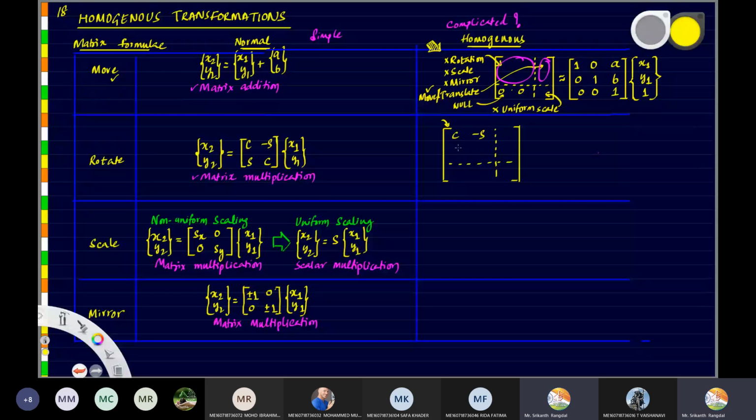So are we doing any translation? Are we doing any movement here? No, we are not doing any movement. Because we are not doing any movement, this value will be 0 here. Are we doing any uniform scaling? No, we are not doing any uniform scaling. So this value will just be 1. And this value will always be 0. Irrespective of whatever different transformation we may be doing, the null matrix will always continue to remain as 0.